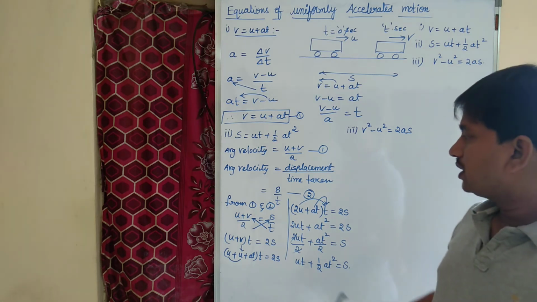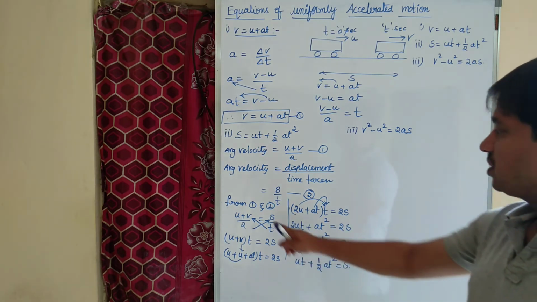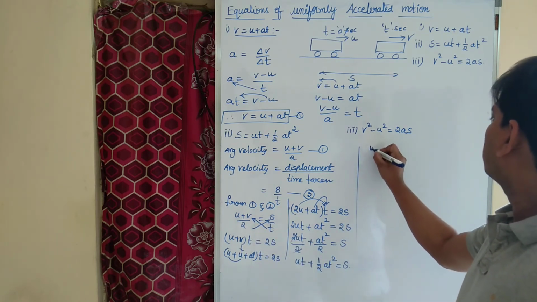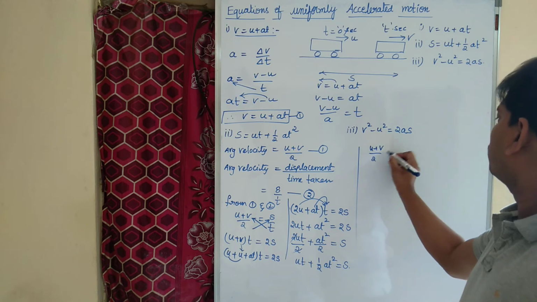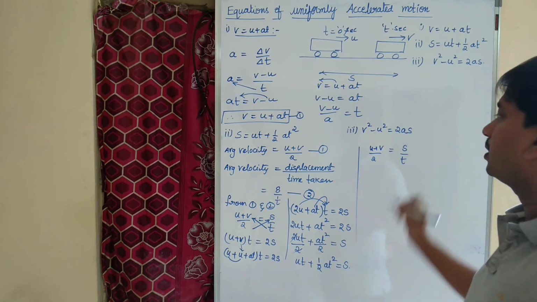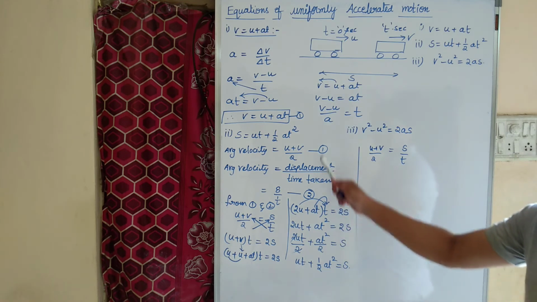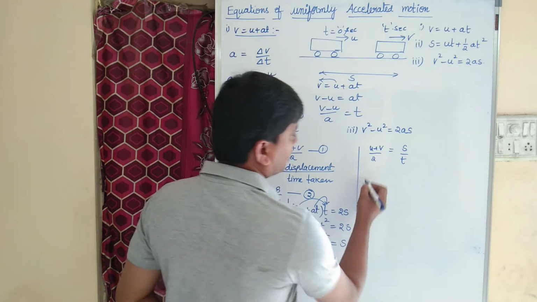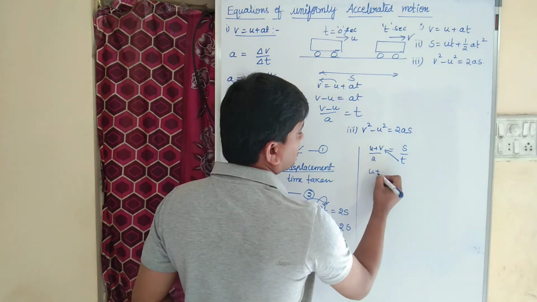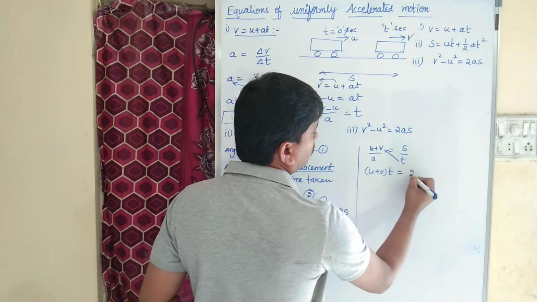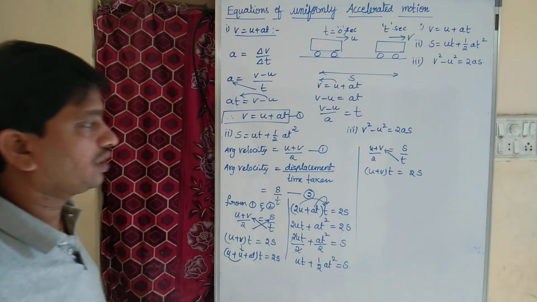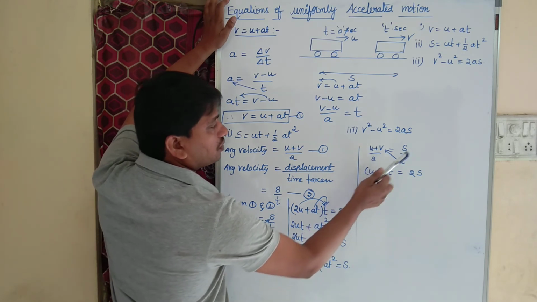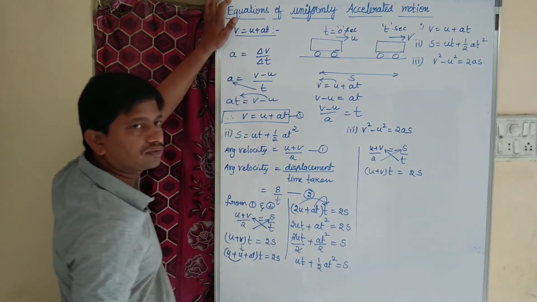Right? So students, from equation number 1 and equation number 2, what did we get? We got u plus v by 2 equal to s by t. So let us cross multiply: u plus v into t equal to 2 into s, 2s.